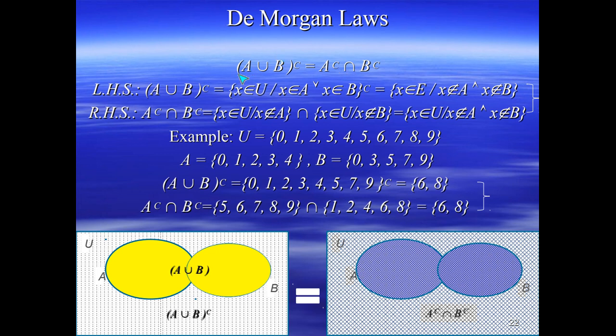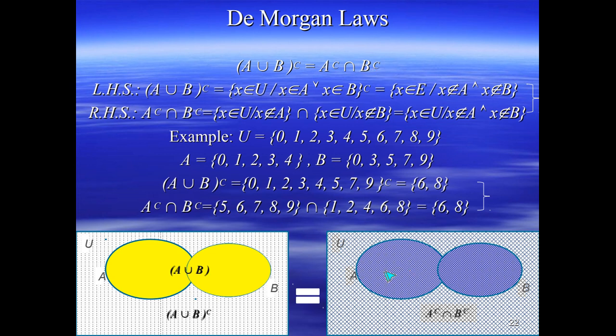A union B, the left-hand side. First form, in the parentheses, A union B. What is it? A is this one, B is this one. A union B is all the yellow area. The yellow colored area is A union B. Outside this yellow colored area, but inside the universal set, is this textured area outside the yellow one. What is not yellow, but inside the universal set, is A union B complement. What is then A complement intersection B complement?